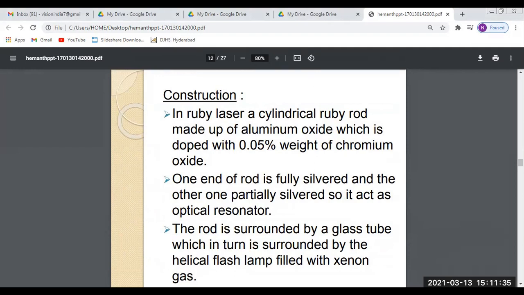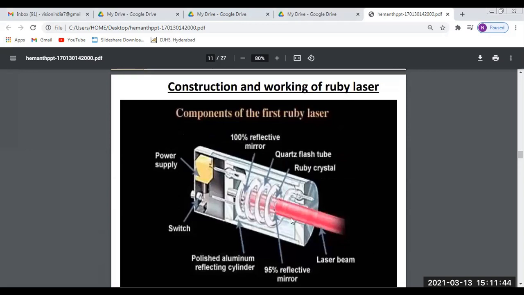The rod is surrounded by a glass tube. You can just see in the figure also, the rod is surrounded by a glass tube, which is also surrounded by the helical flash lamp. The shape of that particular flash lamp is helical, so we say that is called a helical flash lamp.